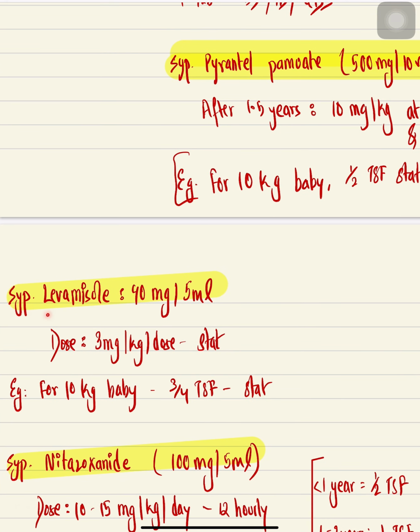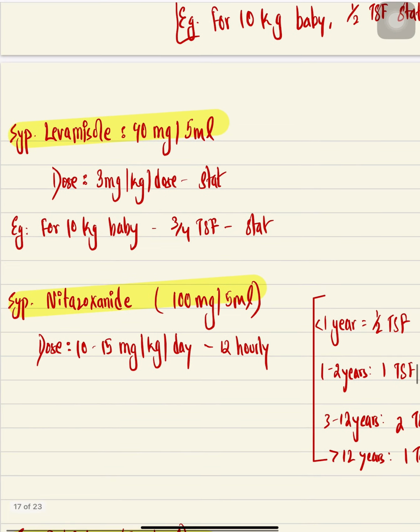Syrup levamisole 40 mg over 5 ml. Dose is 3 mg per kg per dose stat. For a 10 kg baby, 3/4 TSF stat.